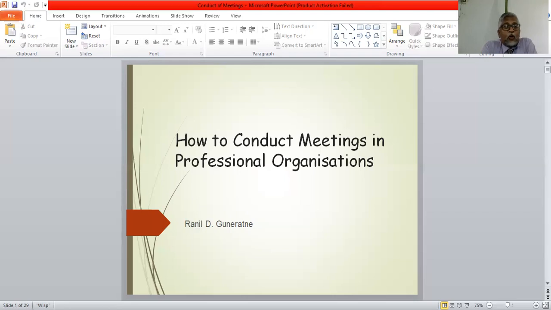Then we have the issue of a quorum. It's another important aspect of the meeting. For the meeting to have some validity, a certain minimum number of members have to be present. We call this the quorum. The quorum can be a specific number, like 20, or it can be some fraction of those who are entitled to attend. For example, you can say 1/3 of the people must be present for there to be a quorum.